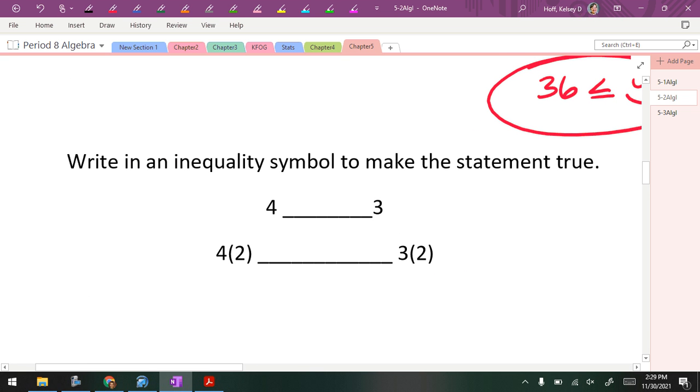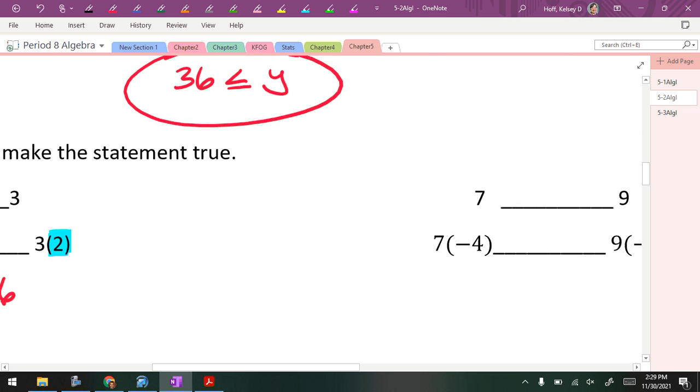Which number is greater, 4 or 3? 4. So everybody agrees that I should really write 4 is greater than 3, correct? Now, technically, if I multiply both sides by 2, as long as I do it to both sides, this should still be true, yes? 4 times 2 is 8. 3 times 2 is 6. Is the inequality still correct? Okay. We go to the right.